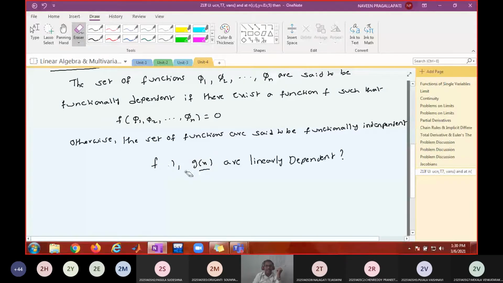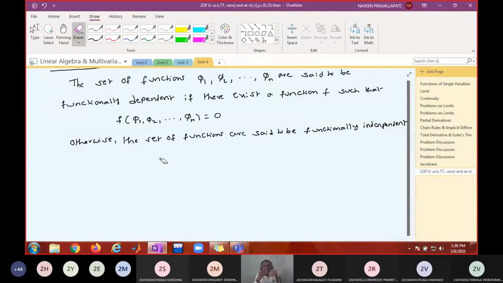Variation of parameters method. Remember, for functions of a single variable, you use the Wronskian concept, which is a determinant definition, to know whether they are linearly dependent or not. But for functions of several variables, we are going to use the Jacobian concept to know whether they are functionally dependent or not. Is this clear to all of you?